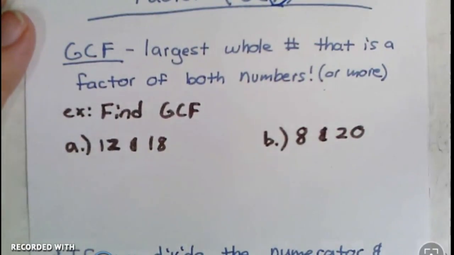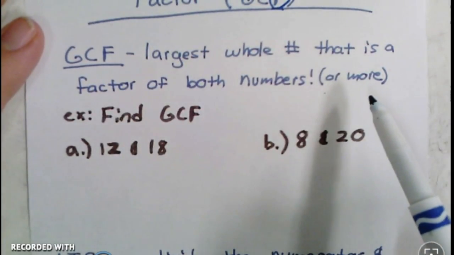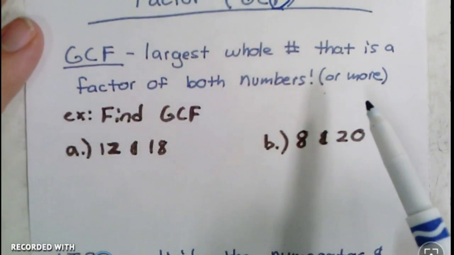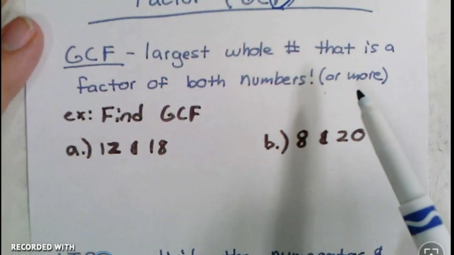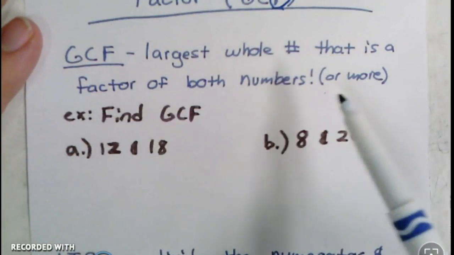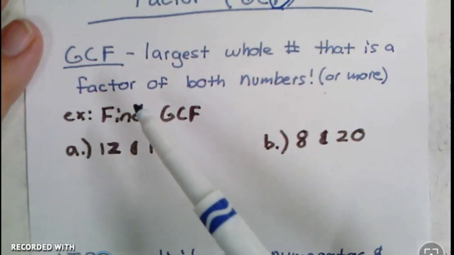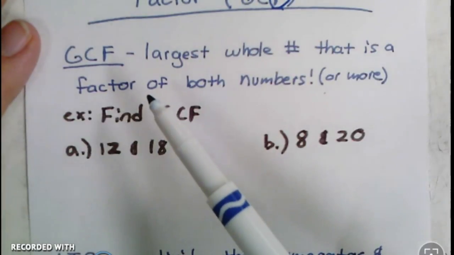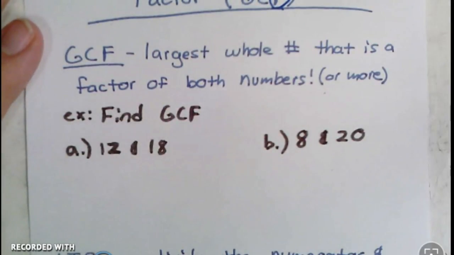So the greatest common factor is the largest whole number that is a factor of both numbers that you're given, or more. Eventually you're going to be finding the greatest common factor of 3 numbers, or sometimes 4 numbers. So then they have to all have that factor, which means that they can divide evenly by that number. That's what a factor is, right? So if I had 8, if I can divide 8 by 4, then 4 is a factor of 8.